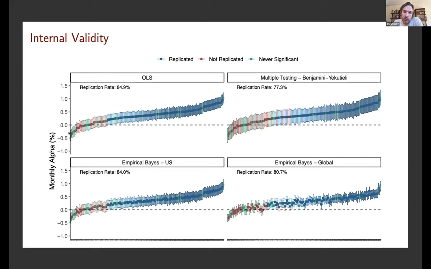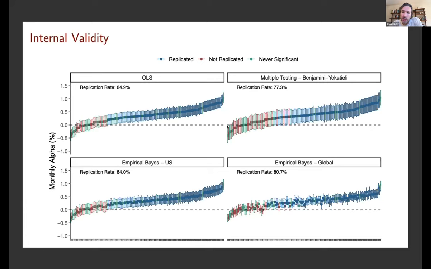I've shown them with the green bars here. Note that a lot of the factors that fail to replicate are, not surprisingly, the ones that weren't significant in the original study. We do have a non-trivial mass of red factors here. These are the ones that actually do not replicate, right? It's a non-zero mass, but you see it's a small part of the overall sample. As you go up here, you see the blue factors. These are the ones that were significant in the original study and indeed replicate.